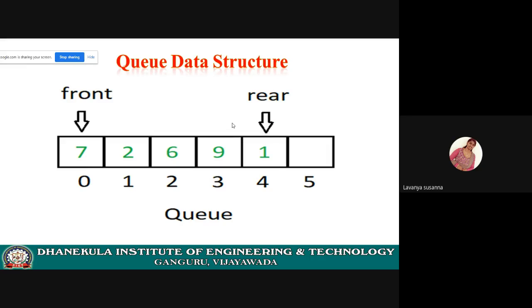Next, queue data structure. The diagrammatic representation of queue is in this format. About queues in depth, you will learn in third unit. At that time, you can understand what is this front, what is this rear. These are two ends. Here, data is arranged in sequential order, occupying continuous memory locations. This queue is an example of a linear data structure.